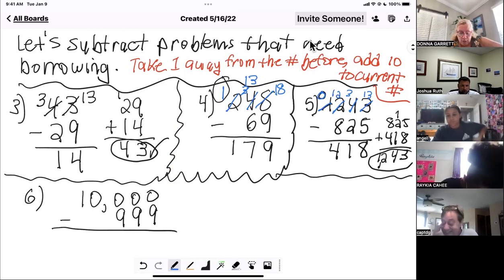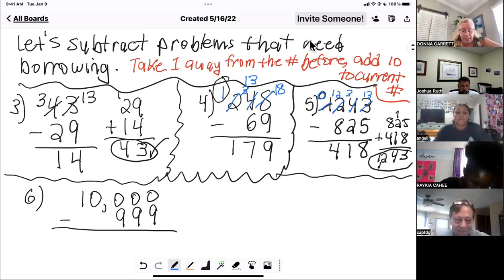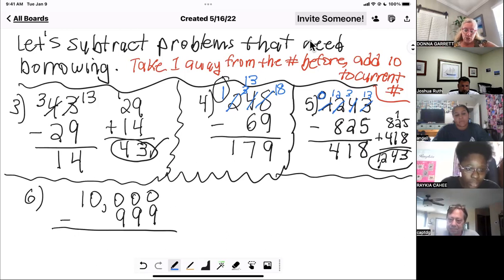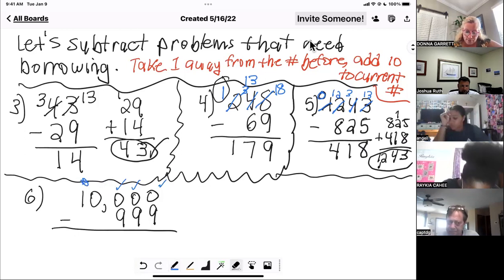Okay, since we have all these zeros, we can't subtract anything, because you can't take 9 from 0. So we have to go all the way back. We can't borrow here. We can't borrow here. We can't borrow here. We can borrow here. So we're going to start borrowing where the 1 is.